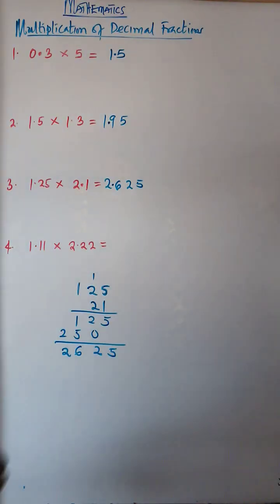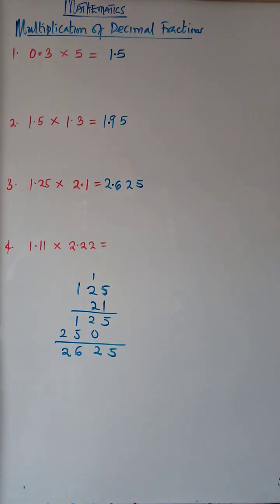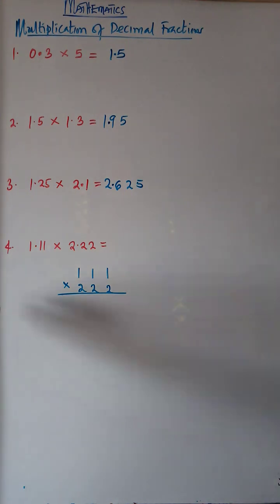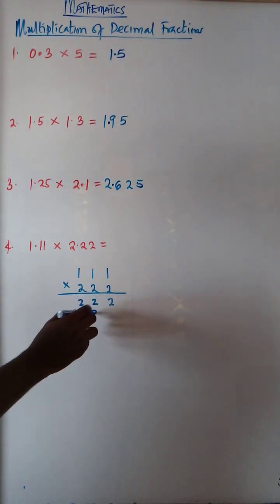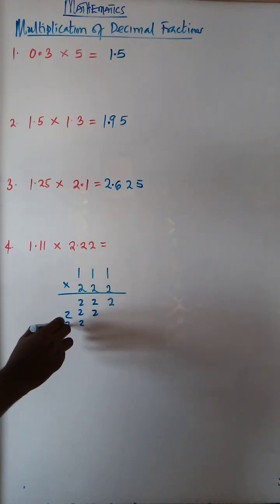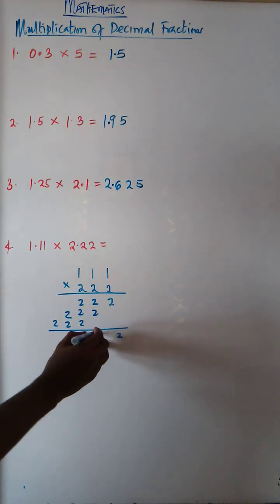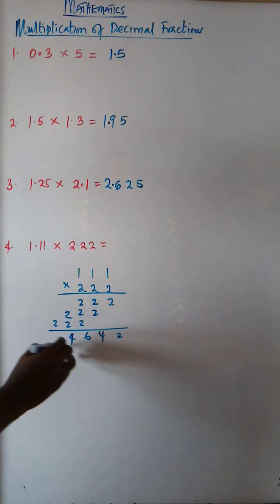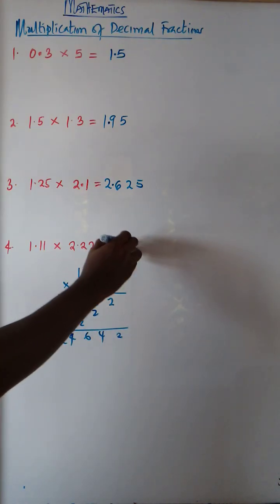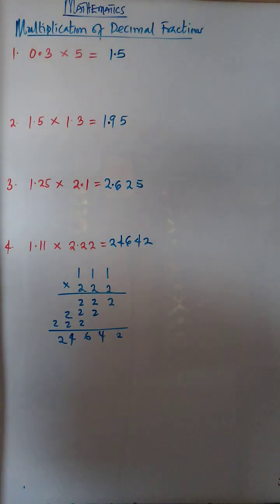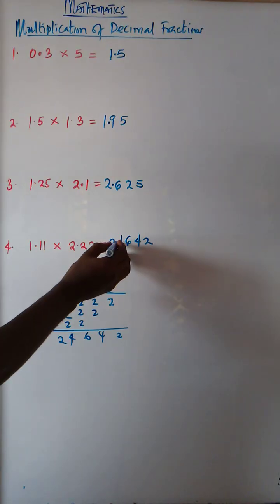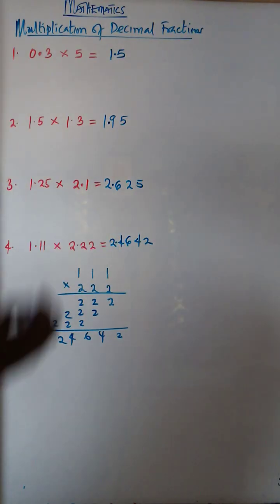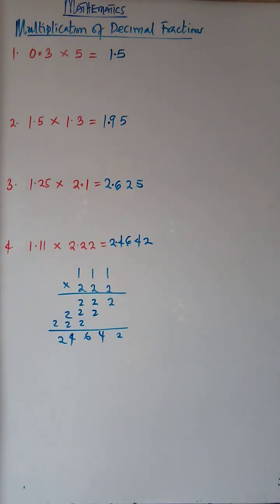The last one we have is 1.11 times 2.22. So same way, neglect decimal points. 2 times 1, 2, 2 times 1, 2, 2 times 1, 2. Then this one, 2, 2, 2. So let's add: 2, 4, 6, 4, 2. We have two numbers here, making four numbers. So we have to leave four numbers here. 1, 2, 3, 4. So the decimal point will be here. So that is it. As you can see, it's very simple.